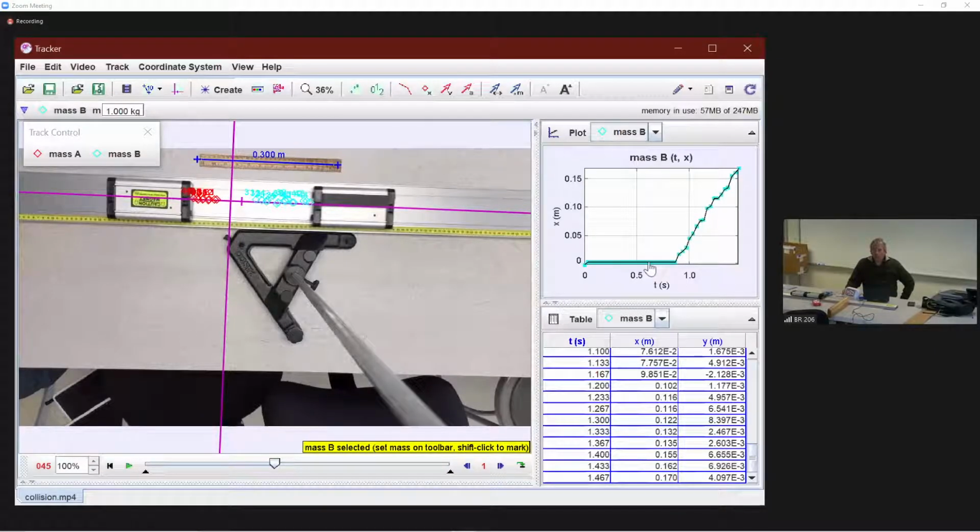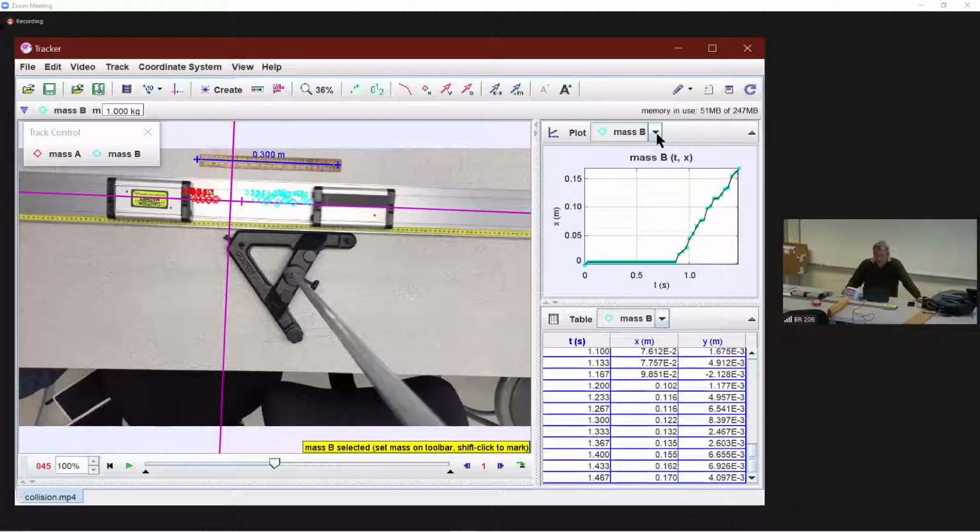And what does this describe physically? Before the collision, we have a line with constant zero slope. That means cart B is not moving. After the collision, we have a straight line with constant positive slope. In other words, the cart is moving off to the right at a constant speed.